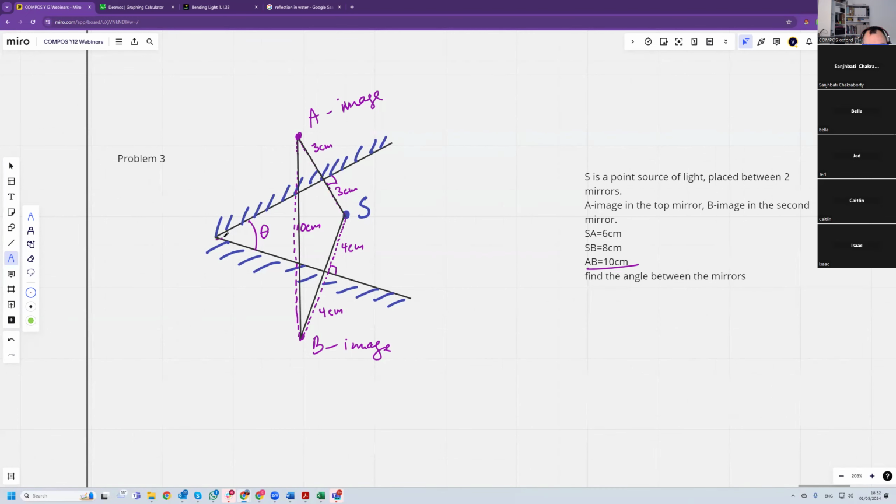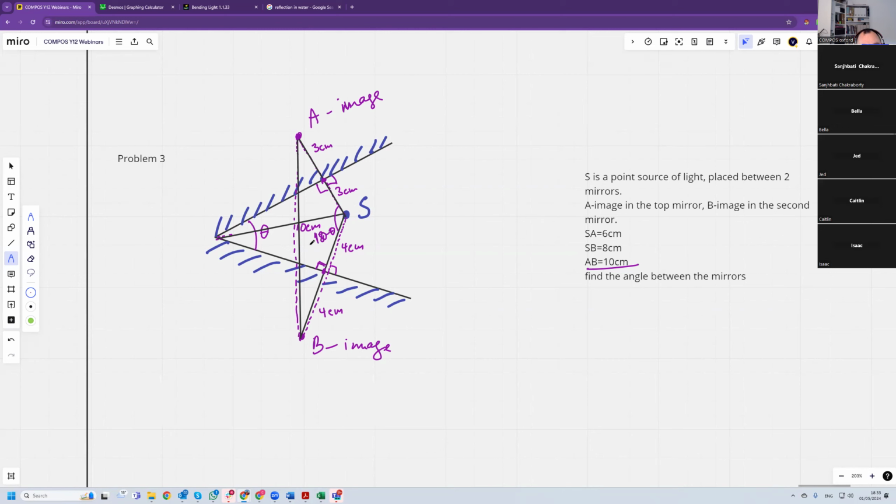Well, let's see what we can achieve here if we draw a line like this. Okay, let's draw an actual line. And what do we know? We know that this is 90, and we know this is 90. So this is a quadrilateral, and because there are two 90-degree angles, the opposite angle is 180 minus theta.